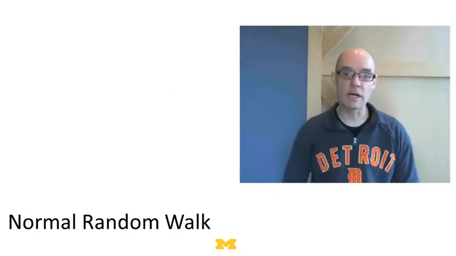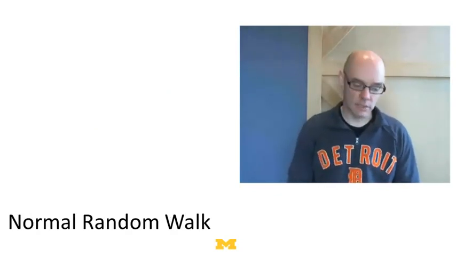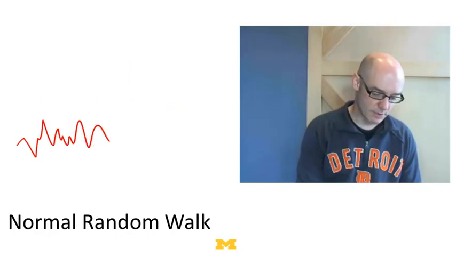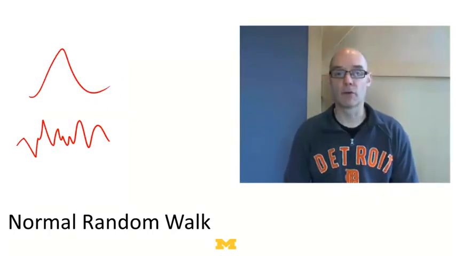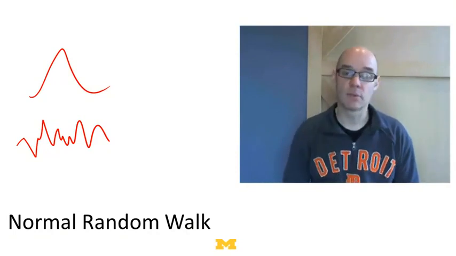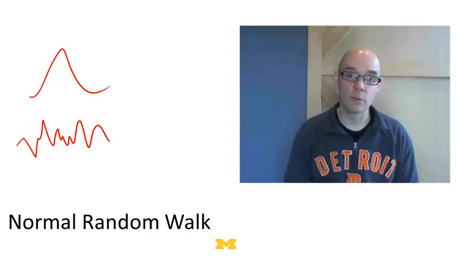And then we're going to move on to a normal random walk model. Now each step is just going to be of random size, and that random size is going to come from that bell curve that we used before. Remember the bell curve from the central limit theorem? Our step size will come from that normal distribution.